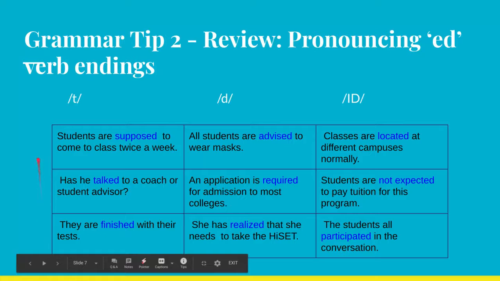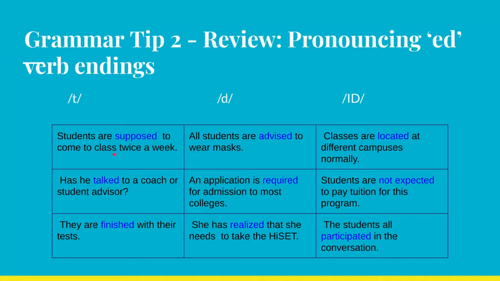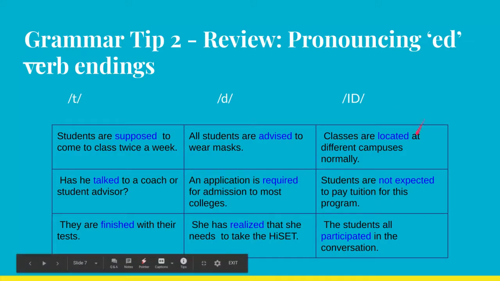You can have fun. Let's just do a couple together. How about this? Students are supposed to come to class twice a week. All students are advised to wear masks. And here's the main one. Classes are located at different campuses normally. So I'd like for you to try these. You see how that last sound should be. Supposed, talked, finished, advised, required, realized, located, expected, participated.